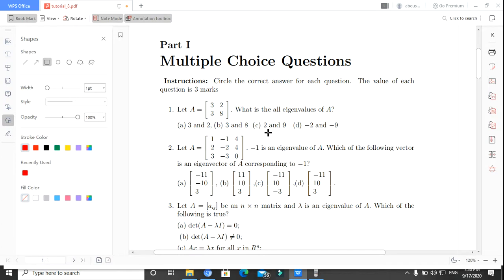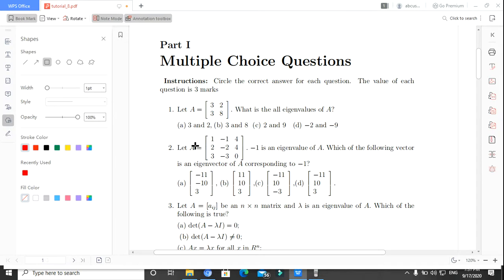Option C holds both conditions true. The product of the eigenvalues is exactly equal to the determinant of the matrix, and the sum of the eigenvalues is equal to the sum of the elements in the principal diagonal. So option C is the correct answer for this question. Okay, let's solve the next question.